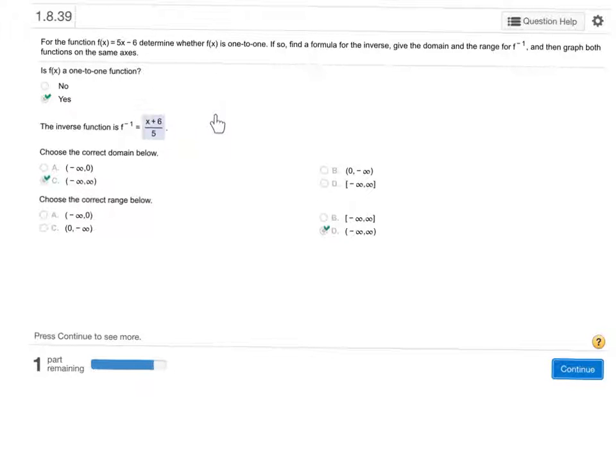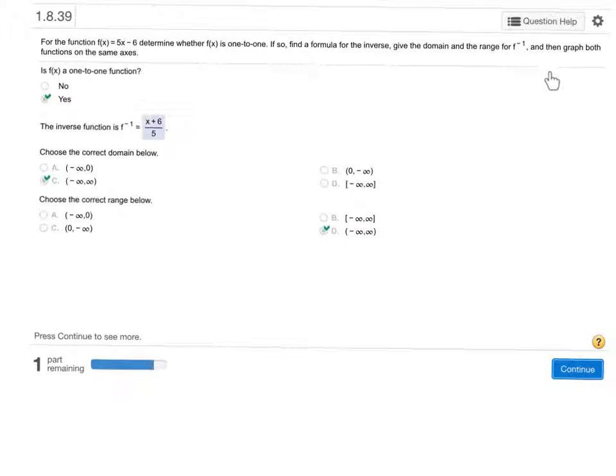Hello, I received your question here for this function. Determine it's 1 to 1. I think you said you were okay with that. So find the formula for the inverse. I think the last part's where you indicate you had a question. Give the domain and range of the inverse and graph both functions on the same axis.